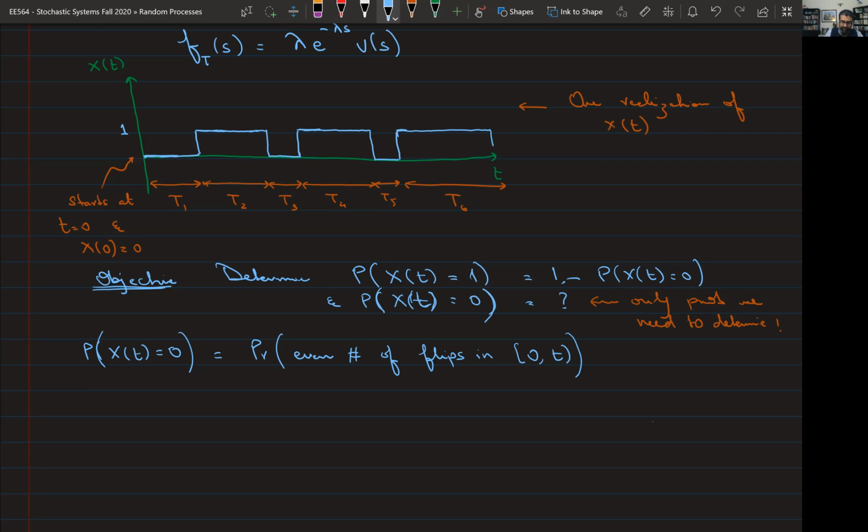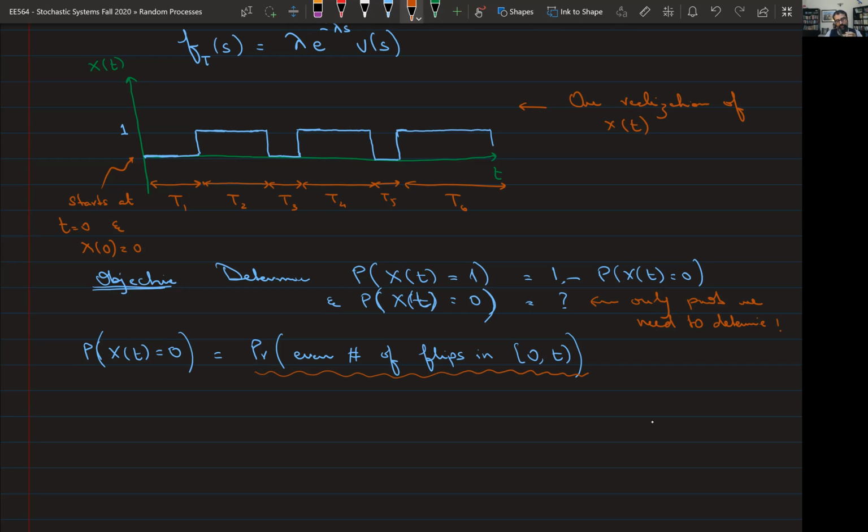Okay. Now, if I can just compute this somehow, right? That would be enough for me to derive the PMF. So this is what I'm going to try to derive from here on.